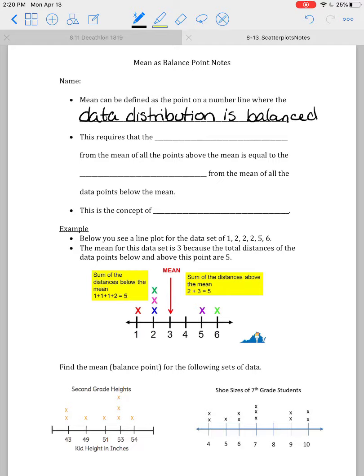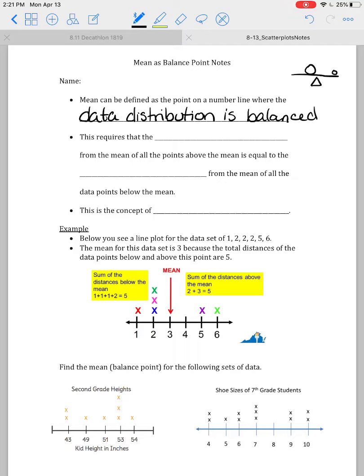Think of it this way. If you have a seesaw, and you put a large marble on one side and a small marble on the other side, what's going to happen? The scale is going to tilt so that the large marble is on the bottom. But if we move the position of the larger marble towards the middle, we can actually get to a point where the two sides are balanced. And that's what mean as a balance point is all about.